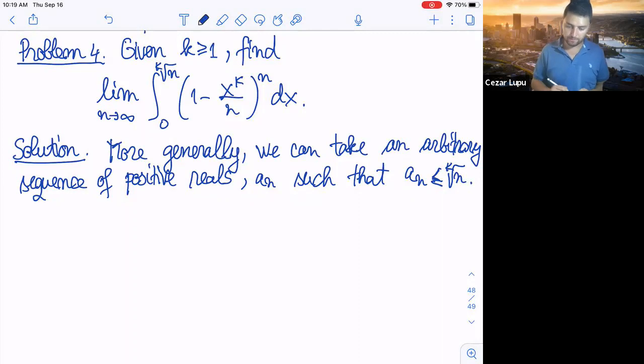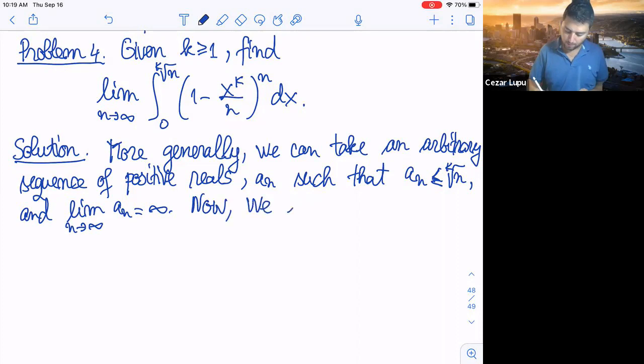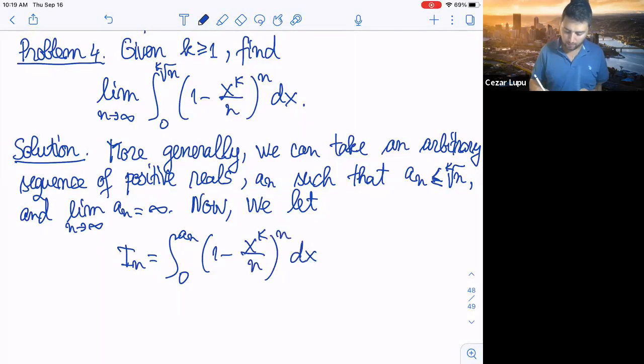And now we consider n such that the sequence diverges. Now we let this integral, let's say I_n, be the integral from 0 to a_n of (1 minus x to the power k over n), everything to the power n, dx. So we would like to see some things about this integral, especially the quantity inside the integral.